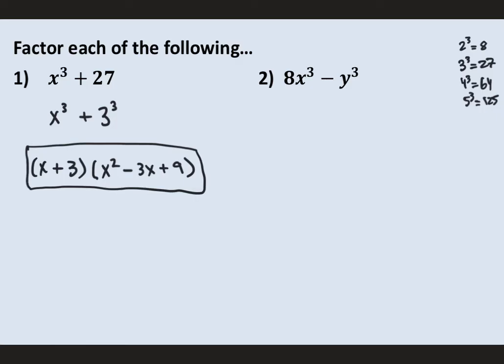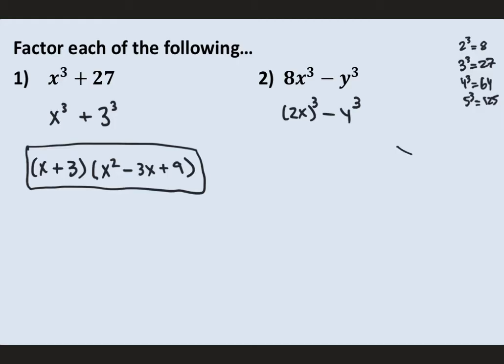All right, we're going to do this again on this next one, but we got to rewrite it as two things cubed. This time it's going to be a difference of cubes. We can tell by the subtraction. So this first part right here, it is a 8x cubed. So we're going to rewrite that. 8 is 2 cubed. So we're going to rewrite this as parentheses 2x parentheses cubed minus y cubed. So our first base is 2x. Our second base is y.